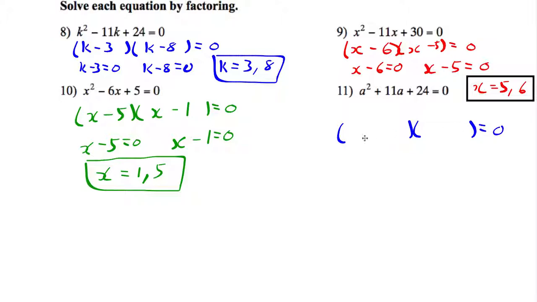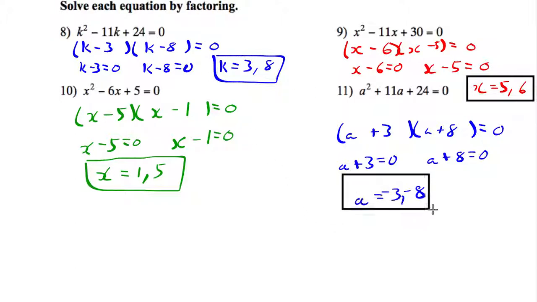All right, so here we're going to have a plus 3, a plus 8. So we get a plus 3 is equal to 0, a plus 8 is equal to 0. So we get a is equal to negative 3 and negative 8. And those are the answers. So I think that's pretty much it. Yep, that's it for your review.